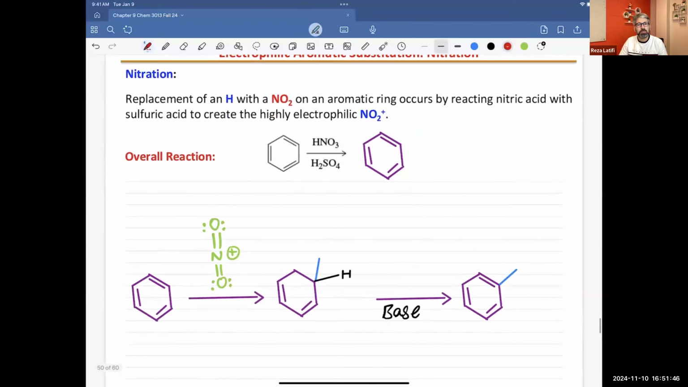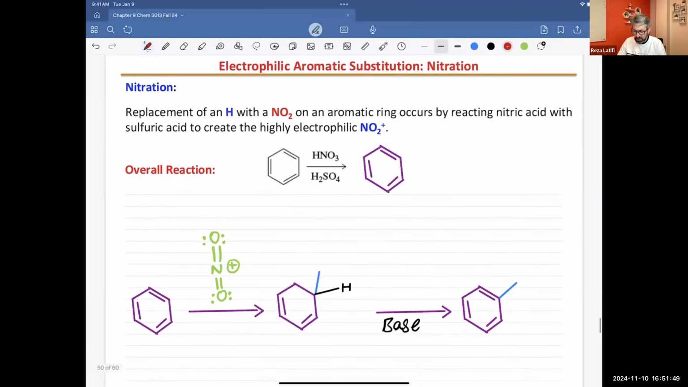Okay, if you repeat this experiment, but this time you're using nitric acid and sulfuric acid, when you mix nitric acid and sulfuric acid, you will get an electrophilic species, which is NO2 with a +1 charge. And as you see here, any of those oxygens has 0 as a formal charge, but nitrogen has a +1 charge. Nitrogen is an electronegative element, so it's not going to be happy.